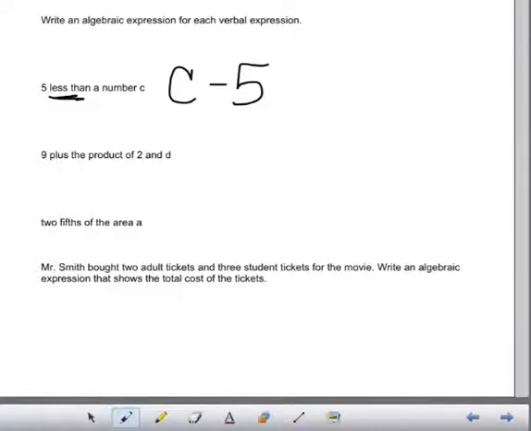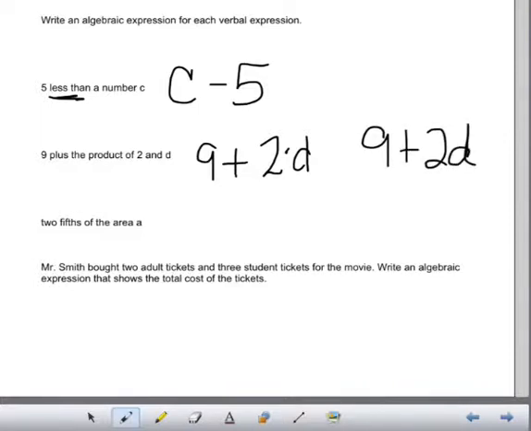Okay, look at the second one. 9 plus, so I'm going to go word for word. 9 plus the product, what's product? Means the answer to a multiplication problem of 2 and D. So you could put 2 times D like that. But how do we write that? We really just write that as 9 plus 2D. Okay? So very easy, just taking it word for word.